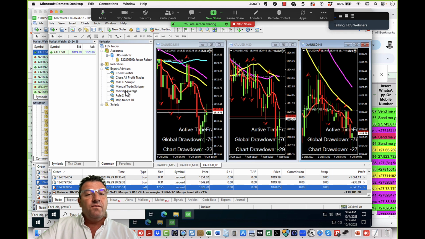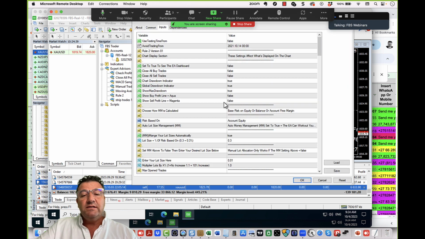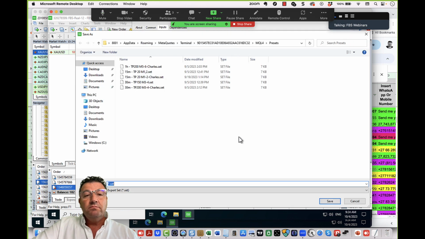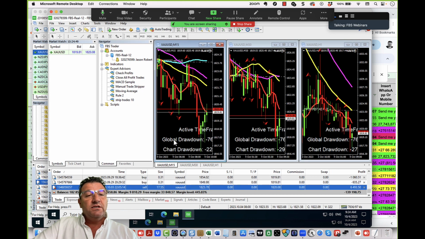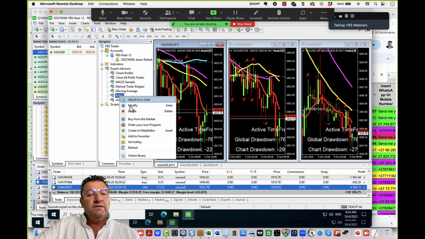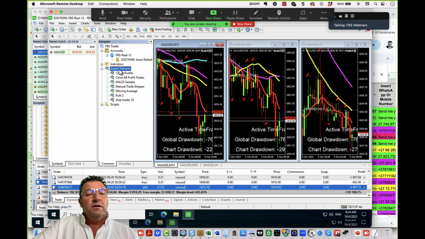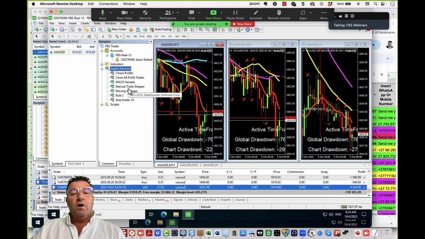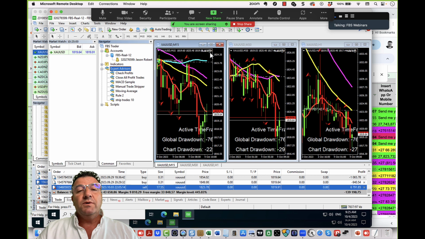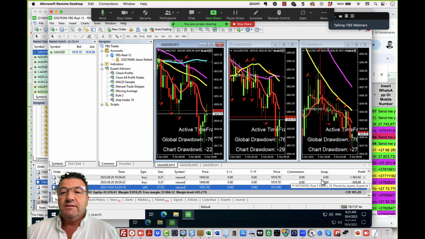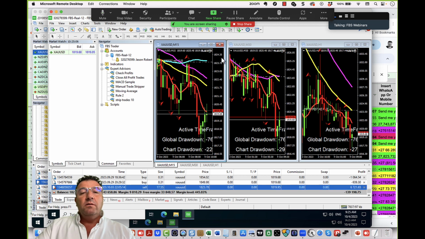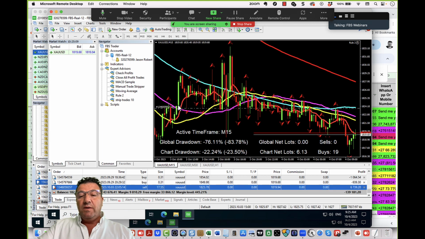So if I refresh, I just want to save your presets. Have you saved your presets? Yeah. Okay, so I can refresh the Expert Advisor. Because when I refresh the Expert Advisor, the inputs on your robot are going to change. But I don't know if you've got the right version. You don't have the right version. I'll have to update it. Okay, cool.